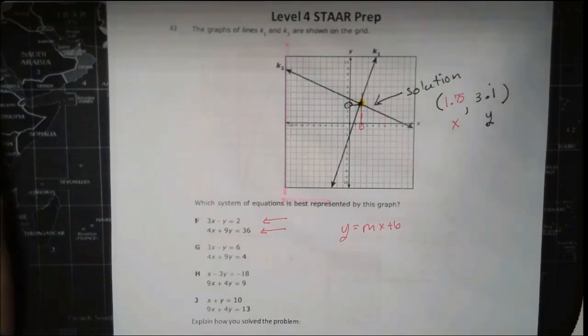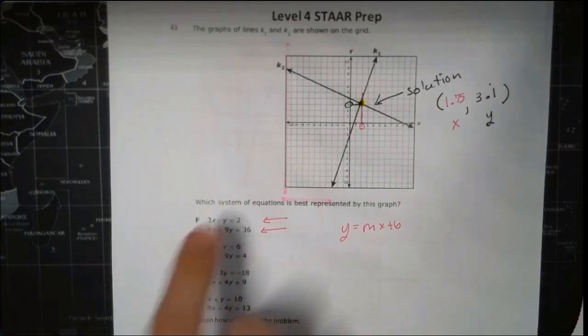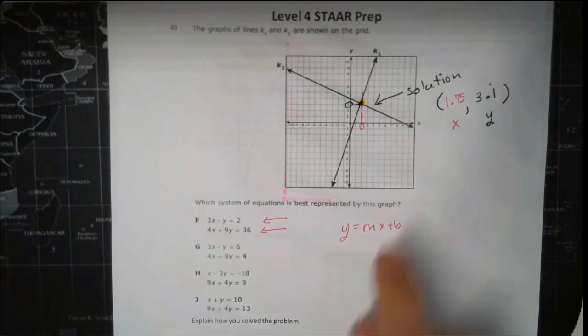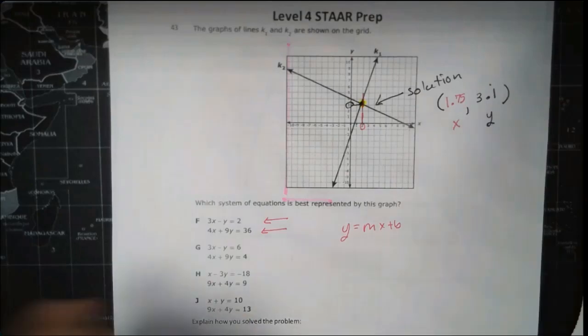So let me show you what that looks like when we put these in a calculator. Now I'm going to start with this one. We'll put both equations in and we'll solve it with the calculator. And then we'll do the next one and the next one and the next one until we find the one that has a point that's close to 1.75 and 3.1.